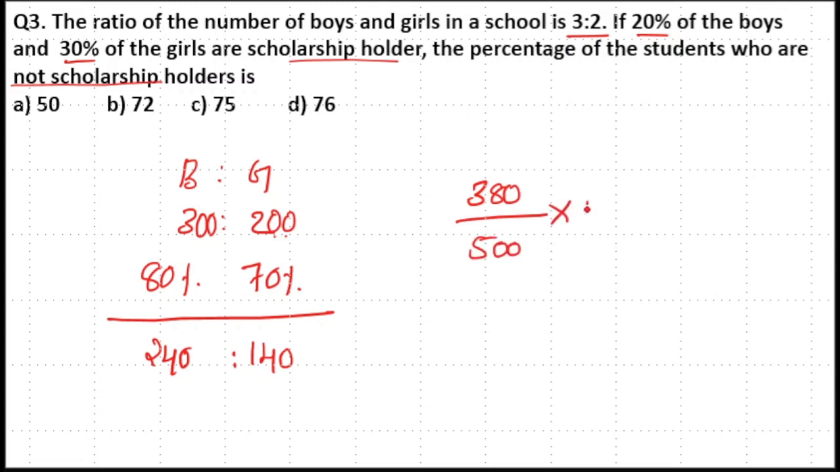So if you take the percentage, into 100, that means the 0s cancel. 380 by 5 means 5 into 7, 35. 30 by 5 is equal to 6, that is 76%. So option D is your answer. Next is question number 4.